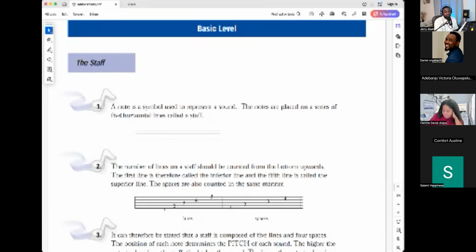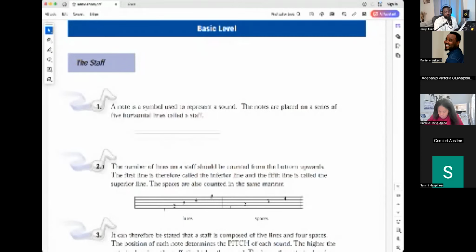Basic level, the staff. A note is a symbol used to represent a sound. The notes are placed on a series of 5 horizontal lines called a staff. So just like we have these horizontal lines over here, we place notes on the staff.